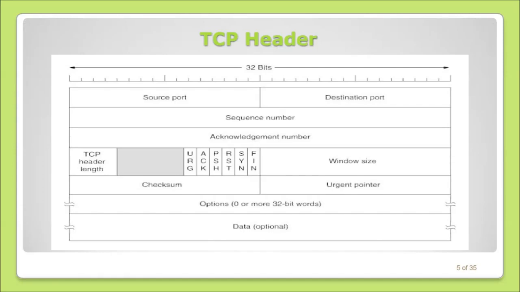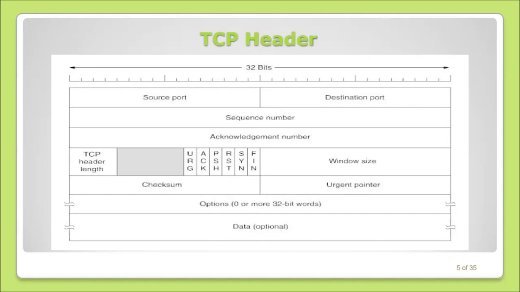Next is acknowledgement number. When data is transmitted from source to destination, the destination will receive the data and will send an acknowledgement to the source, which means that the data has been received by the destination, and the source will transmit the next frame or next packet.